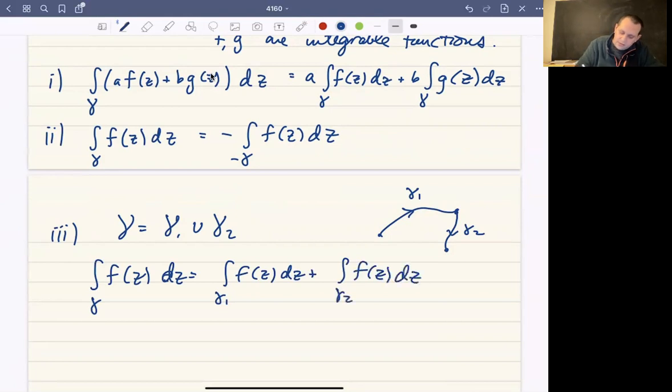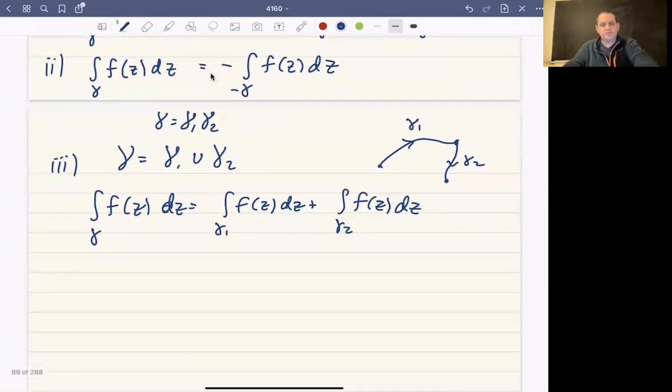The book, by the way, does not use this union notation. The book uses the notation that this is gamma 1 times gamma 2. But as long as you understand the idea, the notation's not too important. Okay, so these are all properties that integrals are going to have for now.